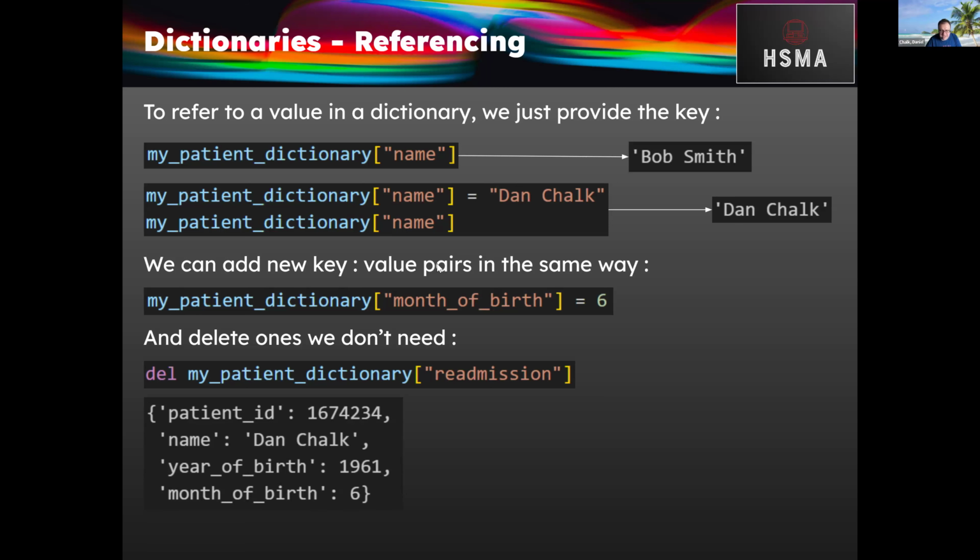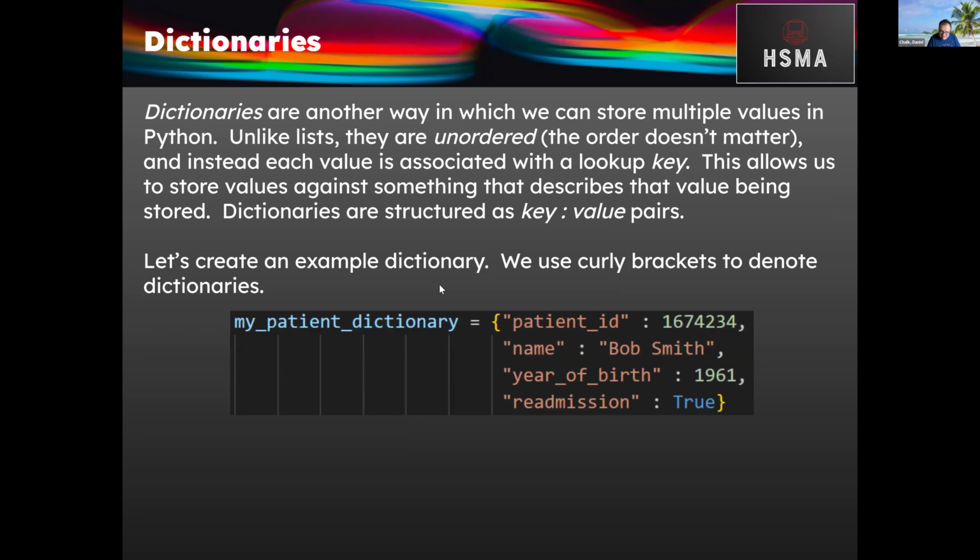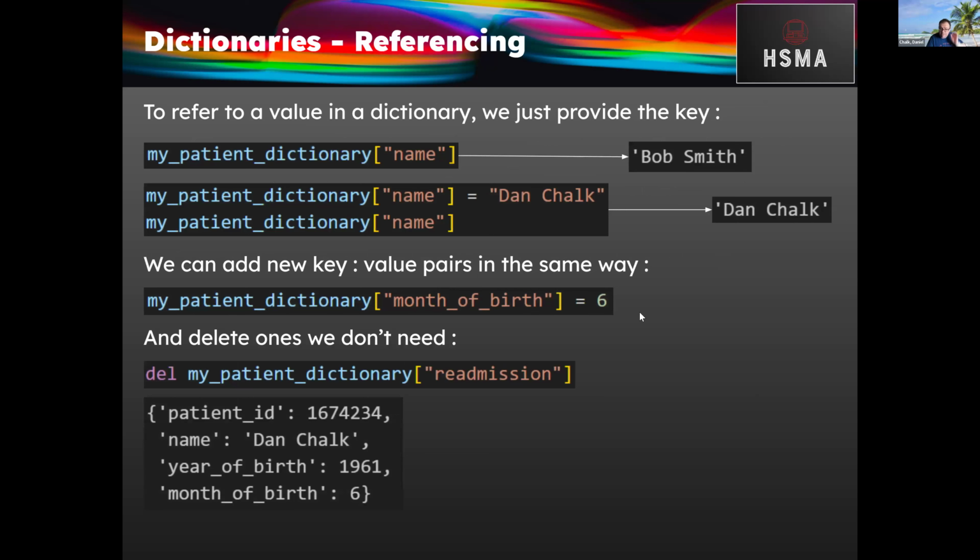We can also create in exactly the same way, and this is one of the reasons I like dictionaries, because the way in which you add things is very consistent with everything else. We add a new key value pair if one doesn't exist in exactly the same way. So if we've got patient ID, name, year of birth, and readmission as our 4 keys, let's say we wanted to add a 5th key called month of birth. Well, to do that, we just give the name of the dictionary, and then in square brackets we put down the name of the key, and if that key doesn't exist, it'll create it. And again, we provide the value that goes alongside that key.